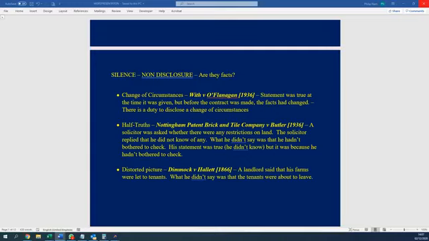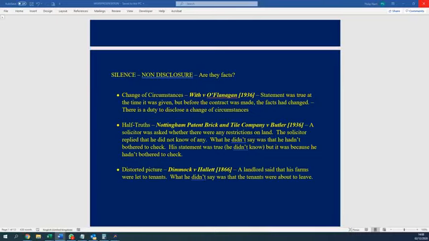The next case, Nottingham Paint, Brick and Tile Company against Butler. The solicitor was asked, is there any restrictions on the land? The solicitor said he doesn't know, but what he didn't say was that he hadn't bothered to check. That was a half-truth. He should have said, I don't know because I've not checked, and if he had said that, he wouldn't have been sued. But because he didn't say, I haven't checked, he was sued, and sued successfully.